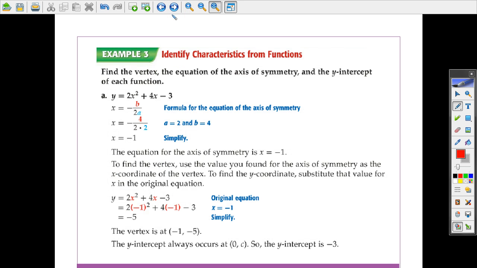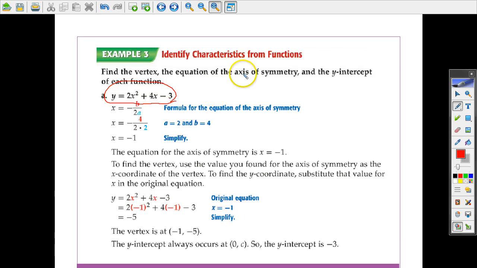All right, welcome back. We're moving on to example 3. Identify characteristics from functions. Okay, so for the previous example, we identified vertex, axis of symmetry, and the y-intercept from looking at the graph. Now, if you don't have a graph and they give you an equation, we can still find out what the vertex, axis of symmetry, and y-intercept is.